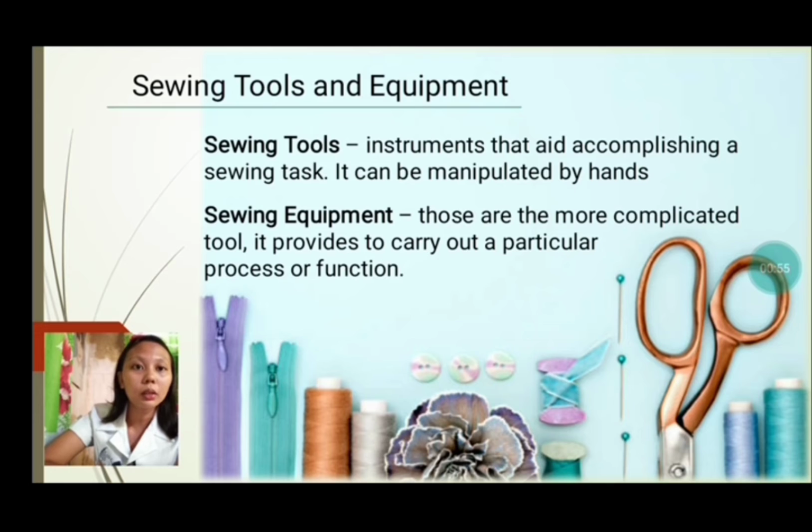Let's define first what sewing tools and sewing equipment are. A sewing tool is an instrument that aids in accomplishing a sewing task. It can be manipulated by hand to accomplish a sewing task. However, sewing equipment is a more complicated tool. It provides a means to carry out a particular process or function. You will be able to see those complicated tools later in our discussion.